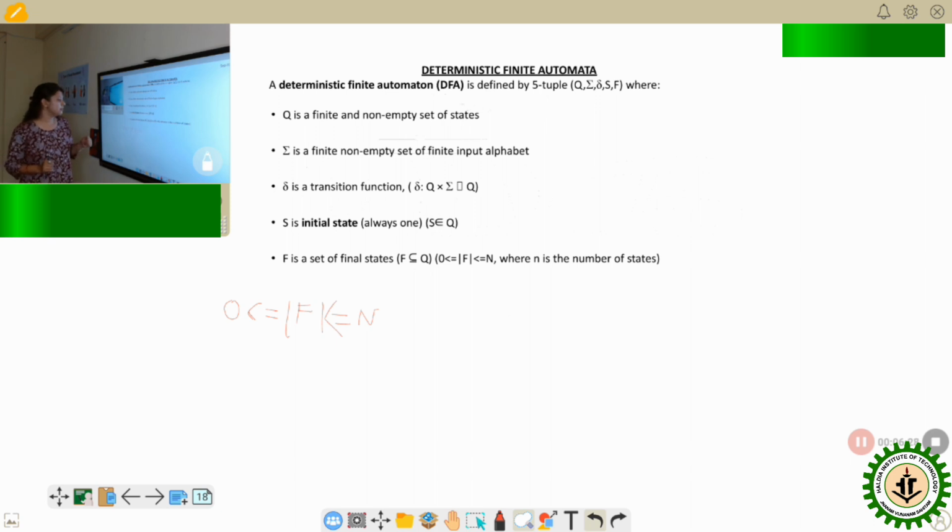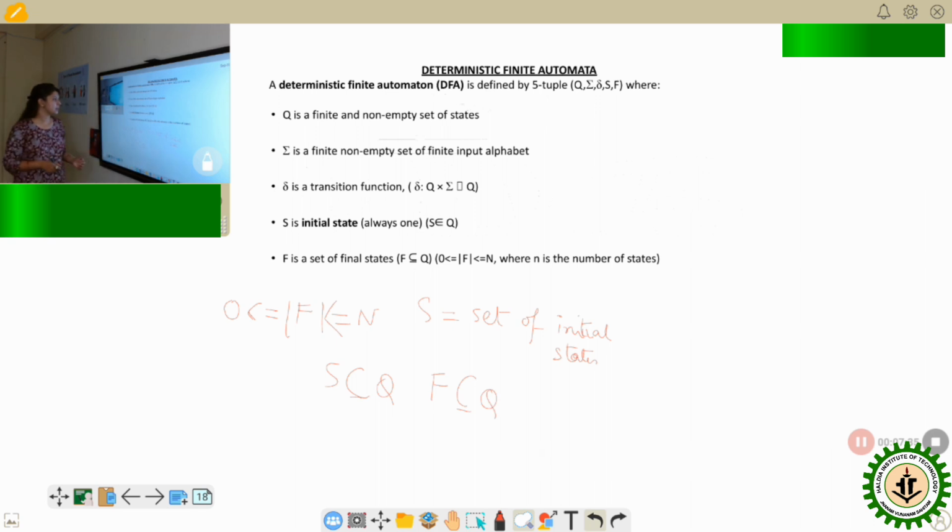What is the meaning of it? The number of states in the final set can be 0. That means we can draw a transition diagram or a DFA that has no final state. It is possible, or at maximum it will be N. Q is the finite non-empty set of states, and F is a subset of Q. Also S, the set of initial states, is a subset of Q.